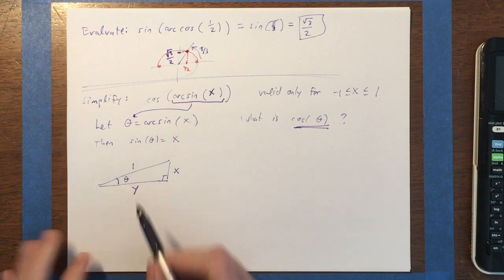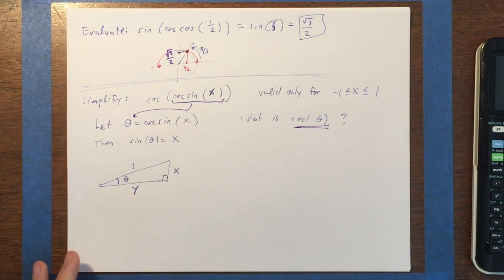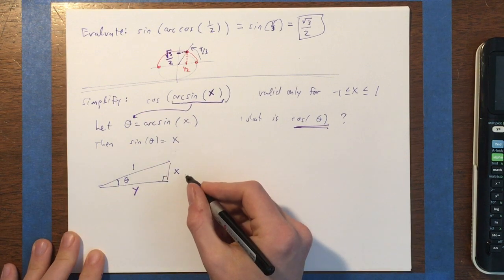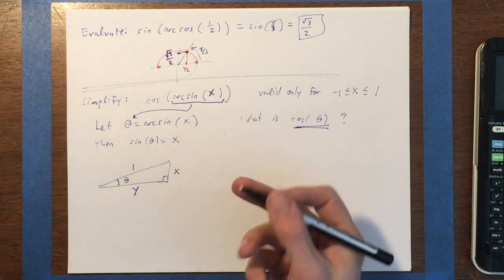We don't know what y is. But what we could do is figure out y in terms of x by using the relationship between the side lengths of a right triangle. That would be the Pythagorean theorem.